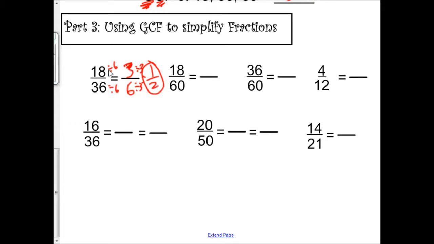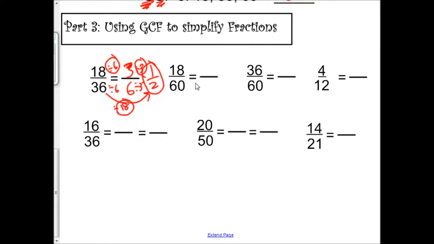Now we can actually use simplifying to find the GCF. Since I divided by 6, and then I divided by 3, if I had thought of the greatest common factor right away, I would have divided by 18. So 18 is the GCF of those two numbers.